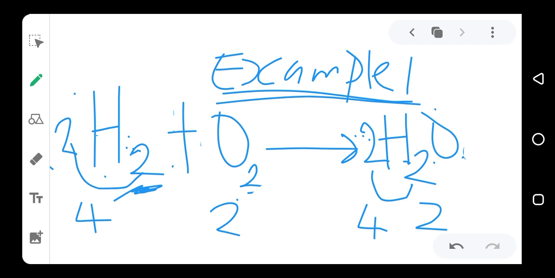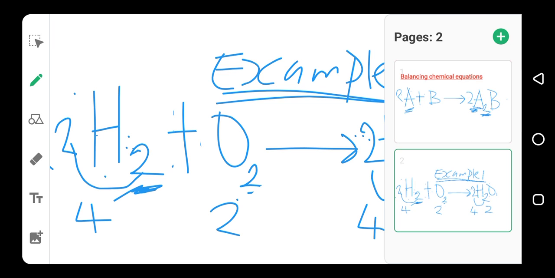The total number of atoms of hydrogen on the left hand side is now equal to the total number of hydrogen atoms on the right hand side, and that of oxygen is also balanced. So this is how to balance a chemical equation. Now let's look at example 2.